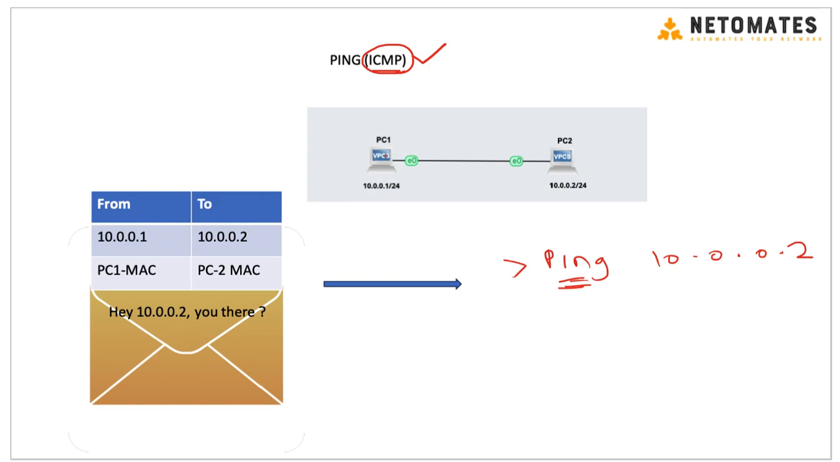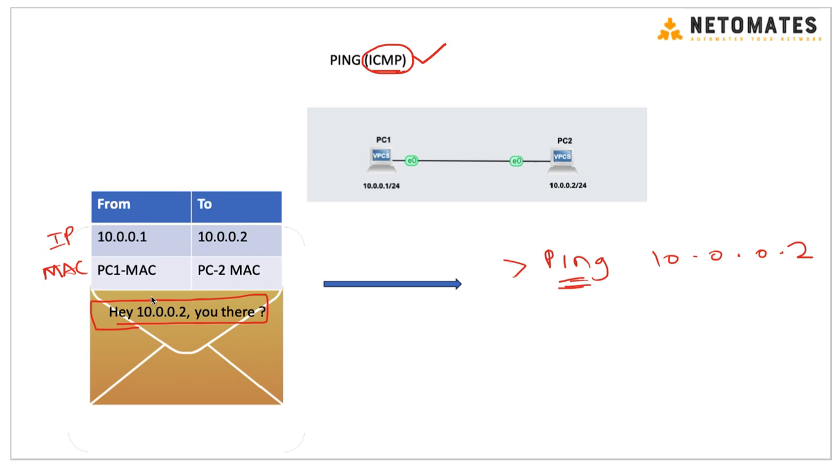So when we issue the command ping 10.0.0.2, what will happen is PC1 constructs a packet. This is the actual data inside the packet. It's just asking, "Hey 10.0.0.2, are you there?" And it needs to add the address, right? Any letter should contain from and to addresses, similar to the postal system. So there will be two fields: one is from IP to IP, another one is from MAC address to MAC address.